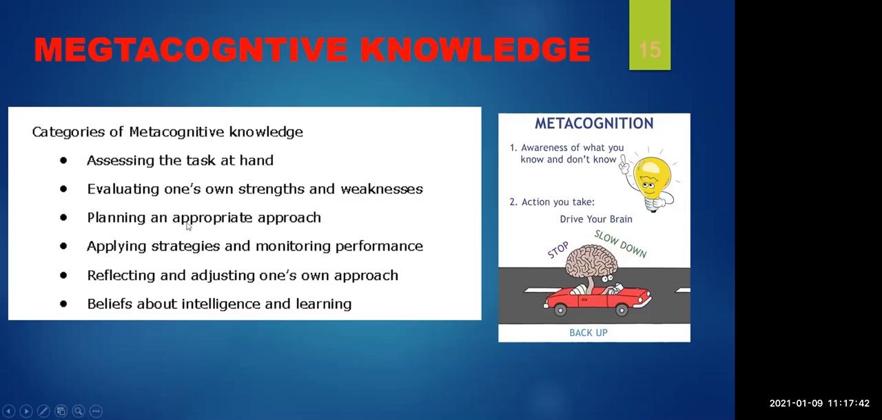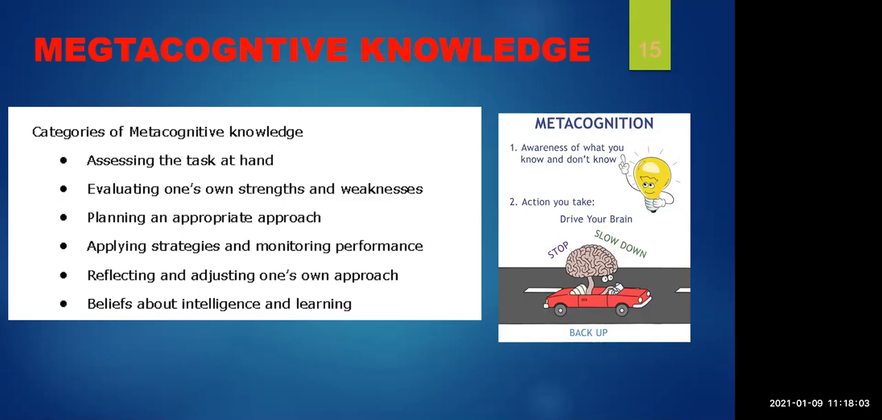So one has to evaluate one's own strength and weakness. Everybody has their own strength and weakness. If the weakness is there, we need to rectify it. So that is where metacognitive knowledge plays a role. This is what the interview process does: they analyze the students' strengths and weaknesses, and whether they will be useful for a particular job or not. So what knowledge do they have?